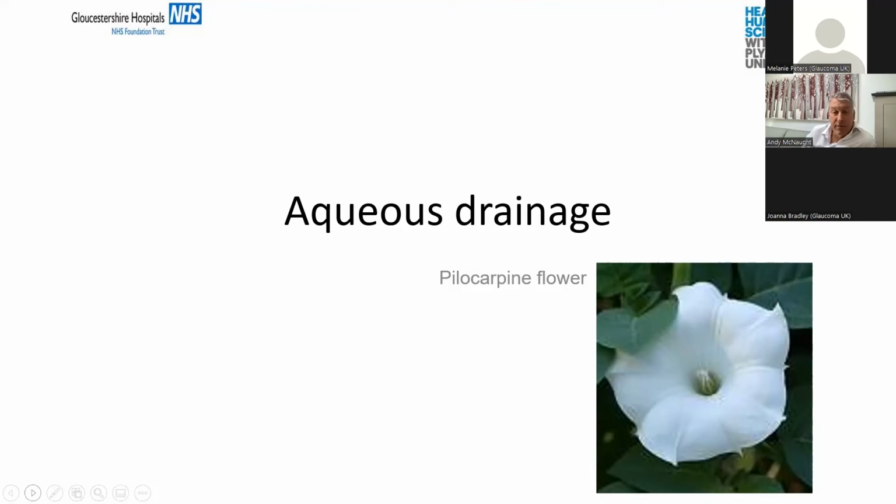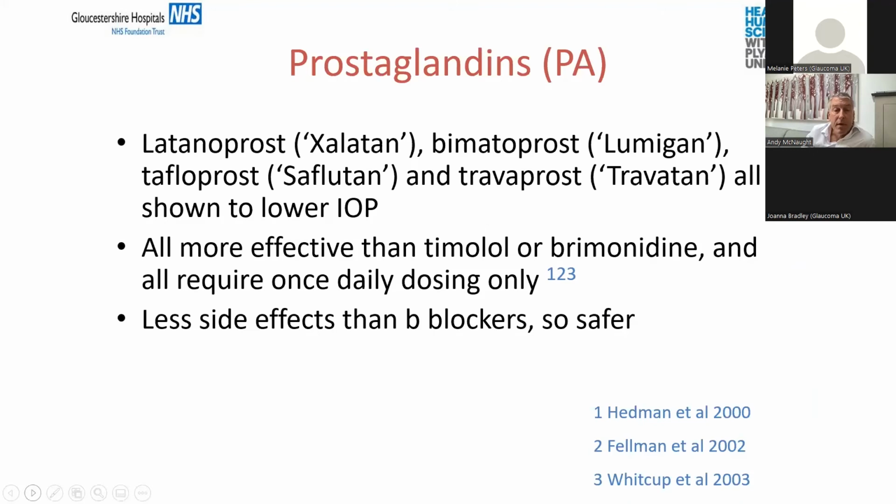Interestingly, it's made from a flower that grows in the Amazon jungle. It's not a synthetic, it's farmed. So it can be difficult to get hold of sometimes because there's not a big market for it these days. Pilocarpine. Next one, thanks.